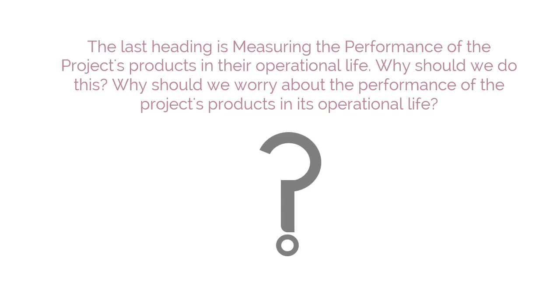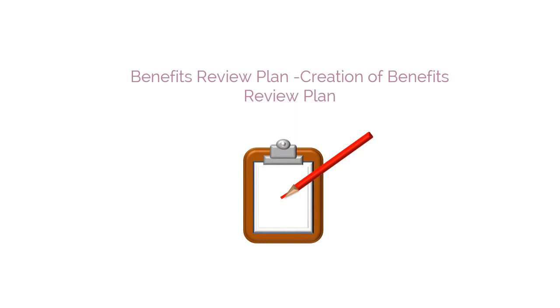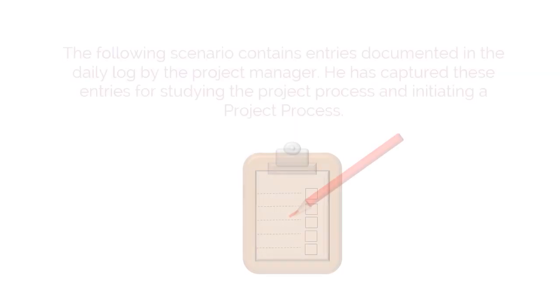The last heading is Measuring the performance of the project's products in their operational life. Why should we do this? Why should we worry about the performance of the project's products in its operational life? It is because there can be some unexpected benefits that the projects may provide, or even disbenefits. So it is important that we assess the performance of the project's products in their operational life.